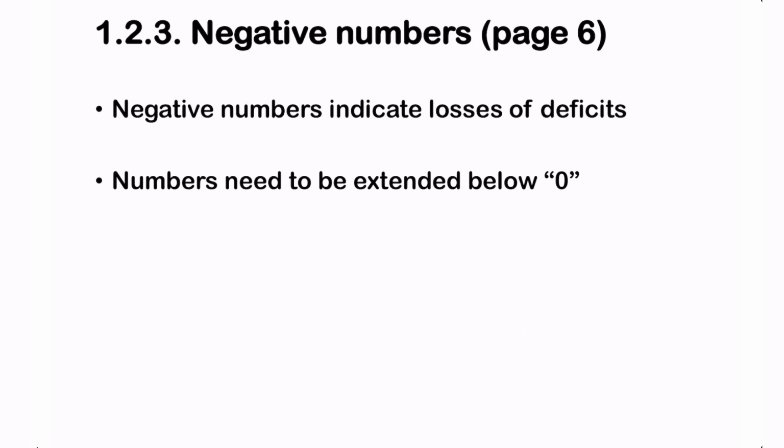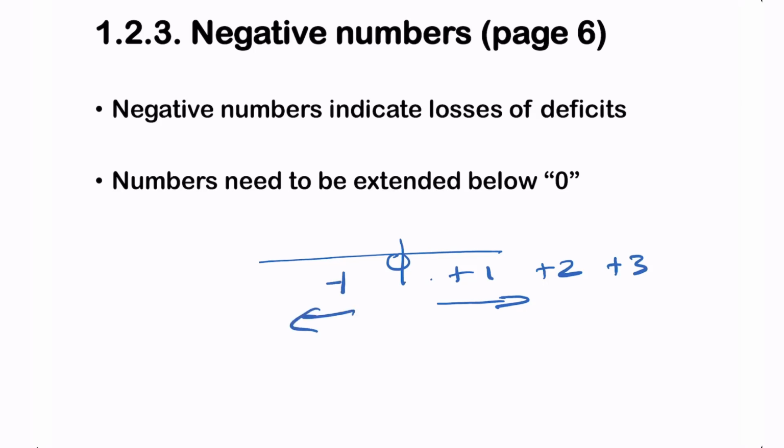Negative numbers indicate losses or deficits. Numbers need to extend below 0. So if we look at our number line, it starts off with 0, and all the numbers to the right would then be called 1, 2, 3, and then everything extending to the left would then be -1, -2, -3.